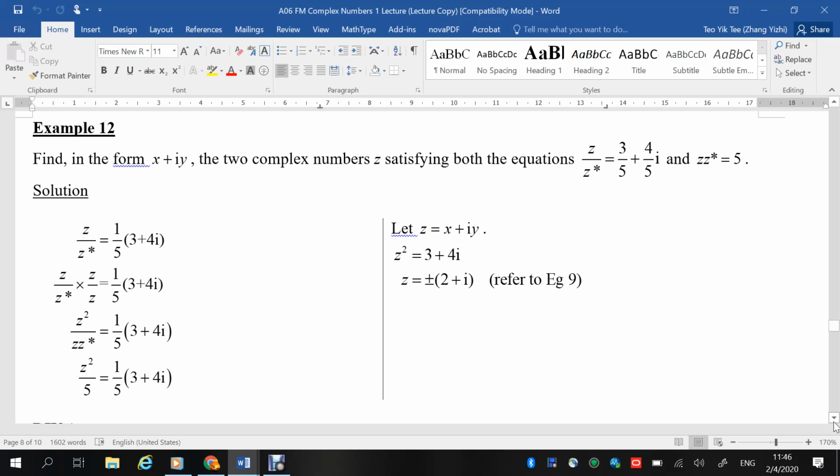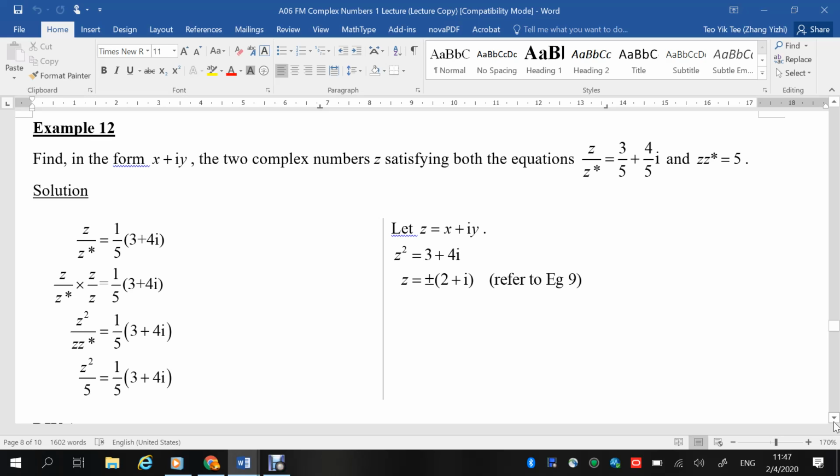How to solve this power 2 equation? Again, it's back to your previous skill. To solve this power 2 equation, can I square root it directly? Do I need to go through all this? See, we are here: z squared over 5 is equal to 1 over 5 times 3 plus 4i. Can I just remove the 5 and say that z squared equals 3 plus 4i, and say that z is the square root of 3 plus 4i? Can or not? Then why must I do this?